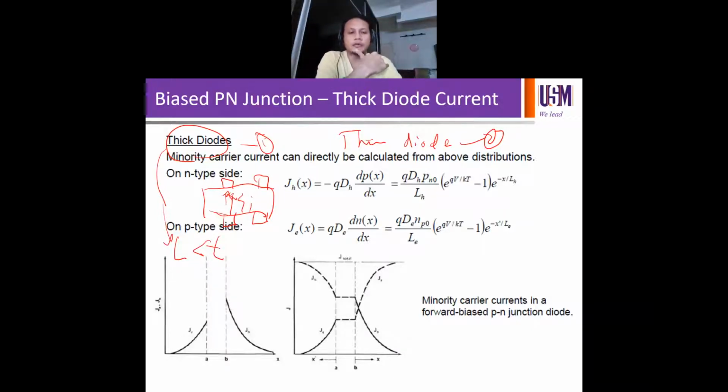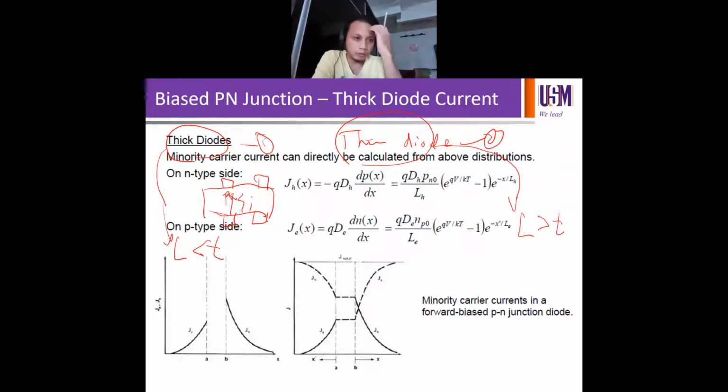Okay, whereas thin diode is where you have your diffusion length more than the device thickness, right? That means your PN junction, the thickness of the whole silicon, is less than the diffusion length of the carriers. So that means carrier boleh sampai ke device, boleh sampai ke metal contact. So we have two conditions, remember: thick diode and thin diode. This slide is for thick diode, right? We're going to come to thin diode a little bit later.